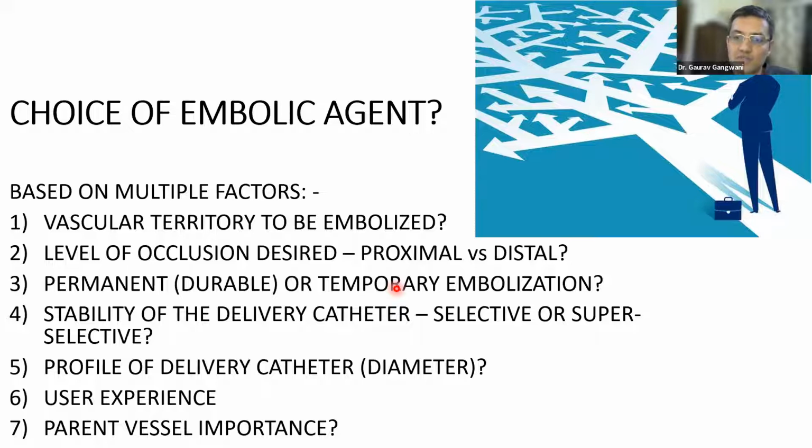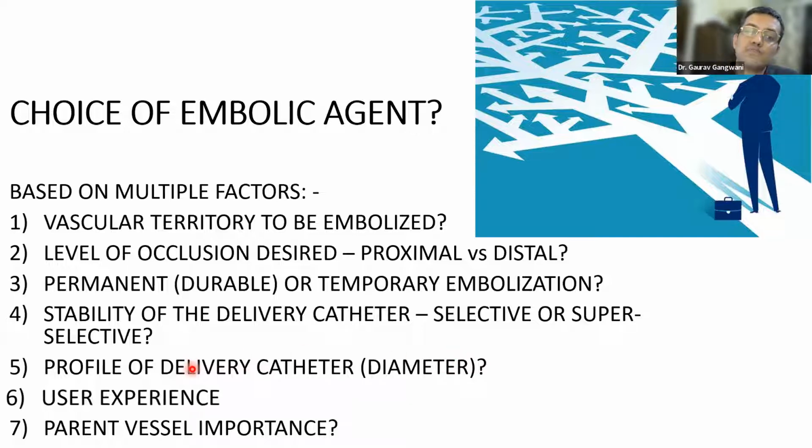whether you need a permanent or a durable embolization or just a temporary embolization will do, like a pre-operative setting where you just need to embolize so that the surgeon can get a bloodless field. How good is the stability of your delivery catheter, whether you are selective or super selective, you have either reached the mouth of the bleeding point or even crossed it into the distal circulation so that you can have a good backdoor and front door occlusion. How is the profile of your delivery catheter that you're using for the embolization, depending on the vessel, of course.